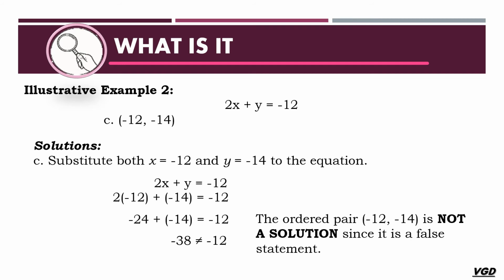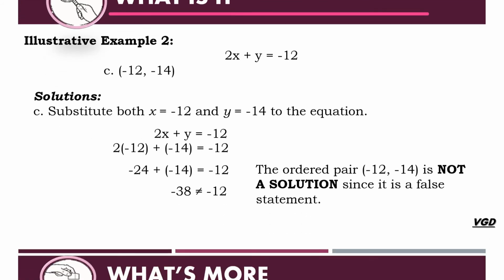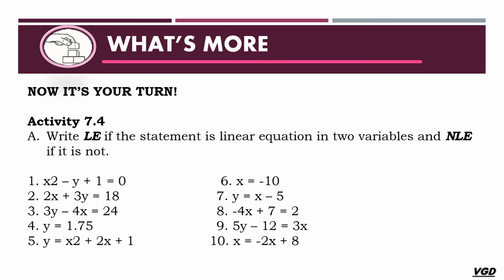So that's it for example 2. And that's how we solve linear equations in two variables. And now, I believe you're now ready for our activity. What's more? Now, it's your turn. Activity 7.4. A. Write LE if the statement is a linear equation in two variables, and NLE if it is not.